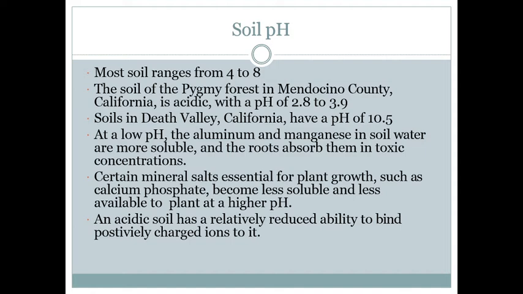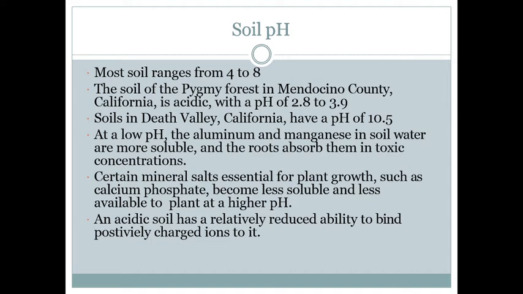Now, the soil pH ranges from 4 to 8. So, lesser than 4, that's the very acidic. Though 0 to 7 is considered to be acidic, and then 7 and above considered to be basic. However, the soil is in between 4 to 8. The soil of the pygmy forest in Mendocino County in California is acidic, as an example, with a pH of 2.8 to 3.9. Now, why is it that there are acidic soils? Of course, based on the previous slides, there are factors affecting the components of the soil. Soils in Death Valley, California have a pH of 10.5. So if the pygmy forest is acidic, Death Valley is basic.